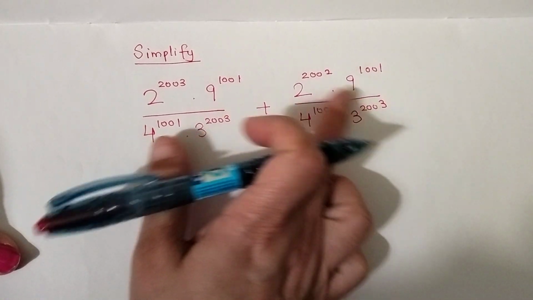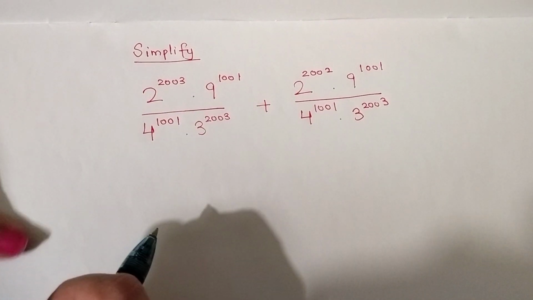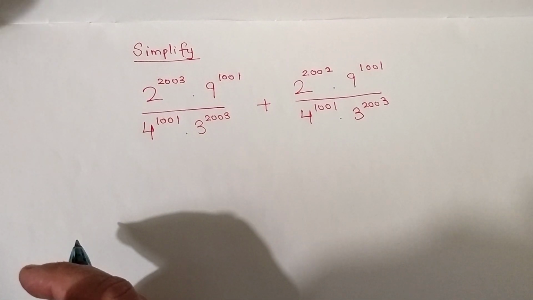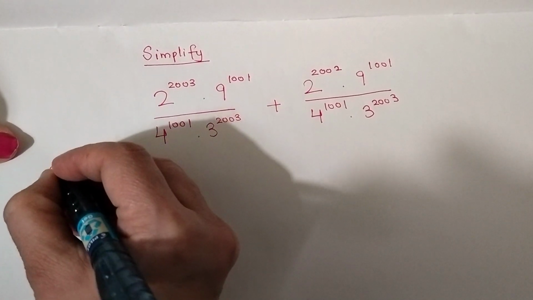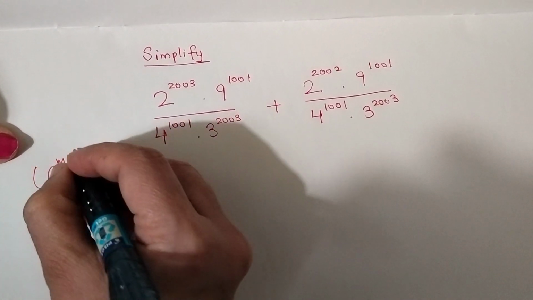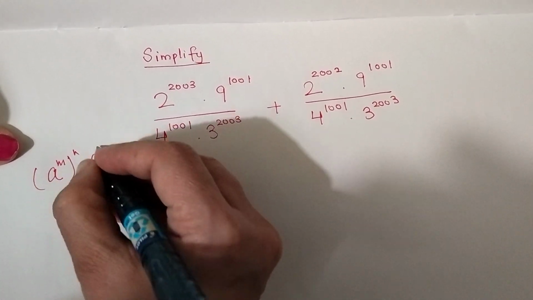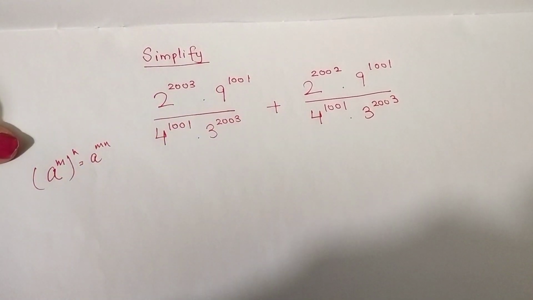So in today's video we will solve this question. We need to find the value of this expression. Here we just need to apply one simple formula, and that formula is that a raised to power m raised to power n is equal to a raised to power mn, right?